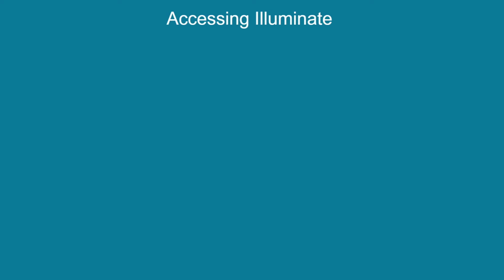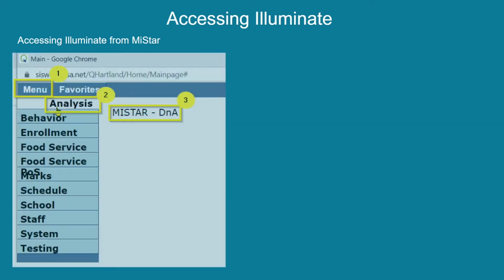One is directly through MyStar, and the second way is from a web link that can be found on our website. First, let's talk about accessing Illuminate from MyStar. Once you are logged into your MyStar account, you can access Illuminate by clicking on the Menu tab, Analysis, and then MyStar DNA. Once you click on MyStar DNA, you will be launched into your Illuminate account.